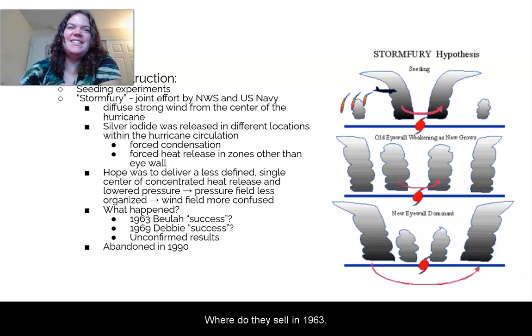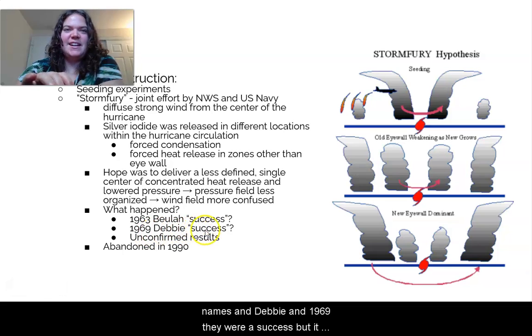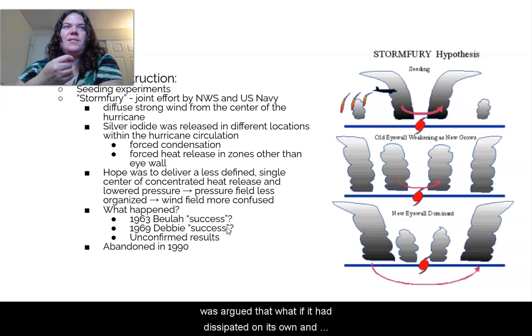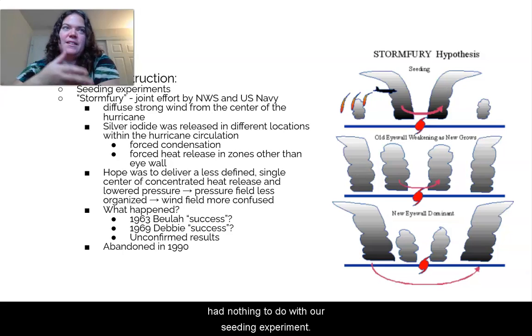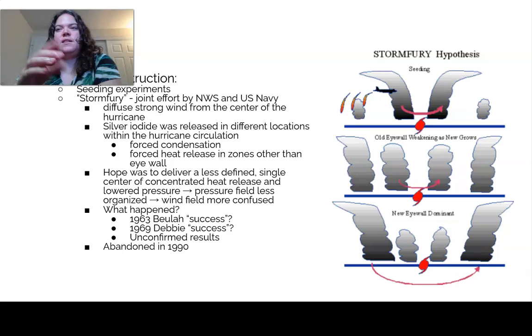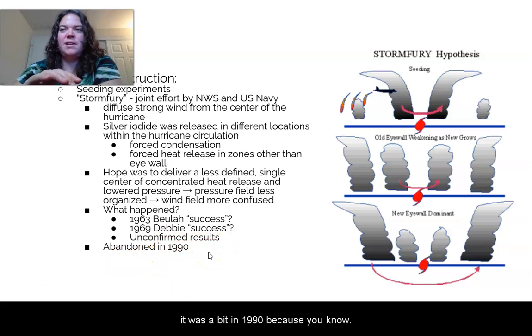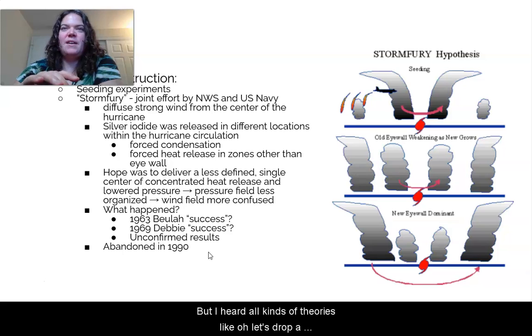Sort of. In 1963, there was Beulah, again with the names, right? They're not really scary names. And Debbie in 1969. They were a success, but it was argued: what if it had dissipated on its own and had nothing to do with our seeding experiment? So we don't really know. The answer is unknown. So, unconfirmed results, and then it was abandoned in 1990.